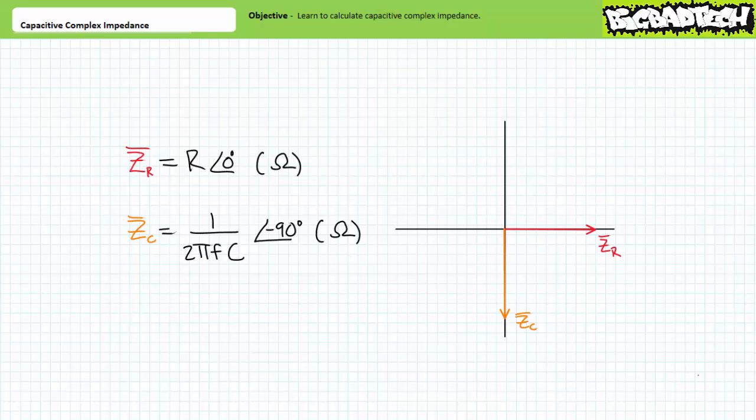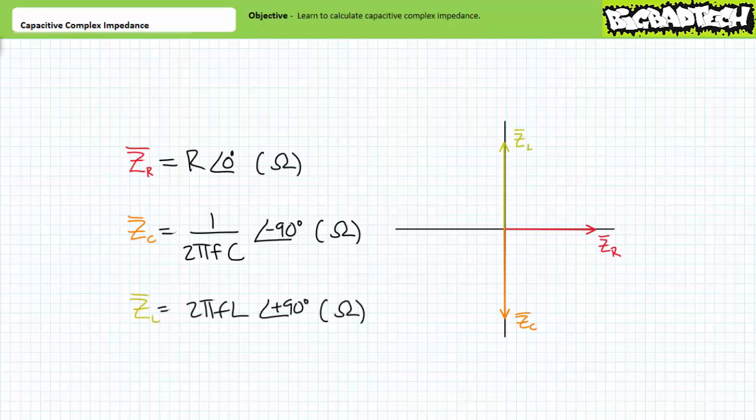Z of C, note the overbar, equals 1 over 2 pi times the frequency in units of hertz times the capacitance in units of farads at an angle of negative 90 degrees when represented using polar format. When depicted in the impedance domain, capacitors exist solely in the negative imaginary vertical y-axis, proportional to 1 over 2 pi Fc. We'll examine capacitive complex impedance in detail in today's lecture.